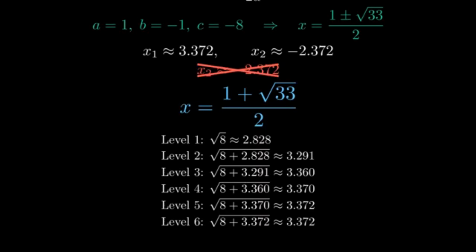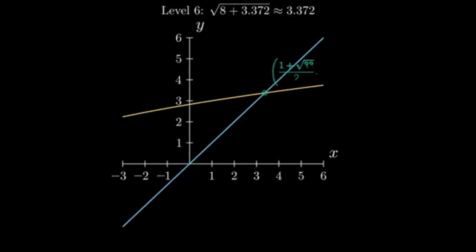Here is a geometric view. We plot y equals x, and y equals the square root of 8 plus x. The intersection in the first quadrant is our solution. The point lands at x about 3.372, matching the exact value, 1 plus the square root of 33 over 2.